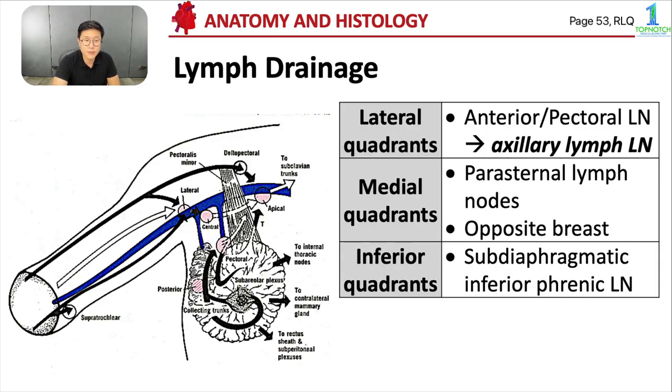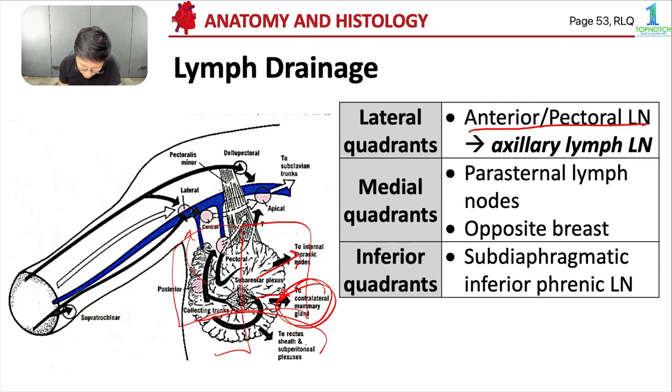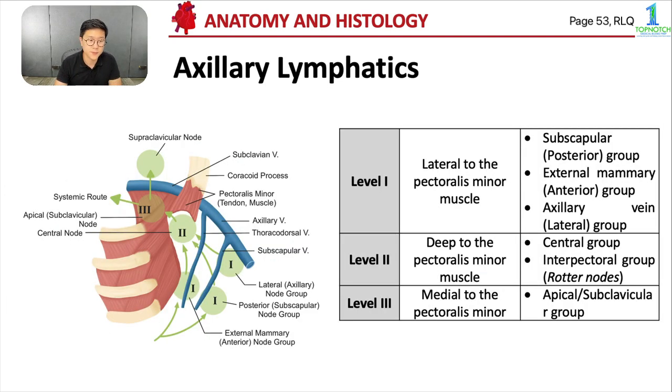For lymph drainage, this is very important, especially when it comes to breast cancer. Your lateral quadrants go to your anterior or pectoral lymph nodes and drain into your axillary lymph nodes. Your medial quadrants go to your parasternal lymph nodes or even go to the contralateral mammary gland, or the opposite breast. Your inferior quadrants go to your subdiaphragmatic inferior phrenic lymph nodes.